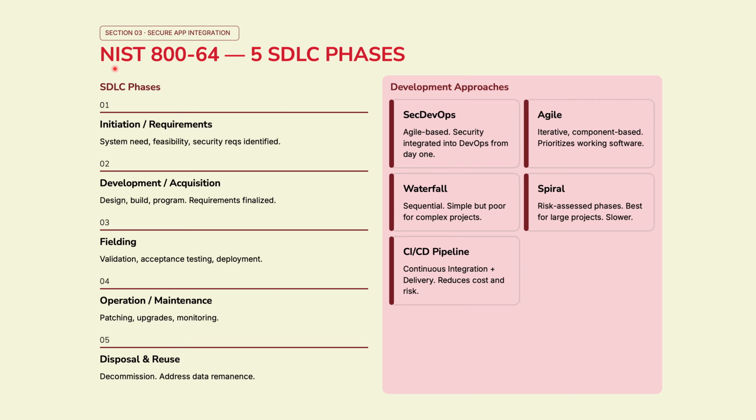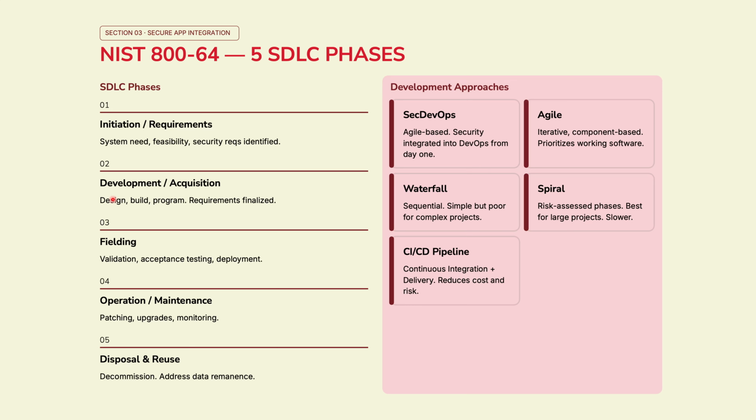Now, let's look at the NIST 800-64, the 5 SDLC phases. In phase 1, the initiation or requirements phase, establishes the system need through feasibility studies and identifies security requirements from the outset. This is where threat modeling should begin.